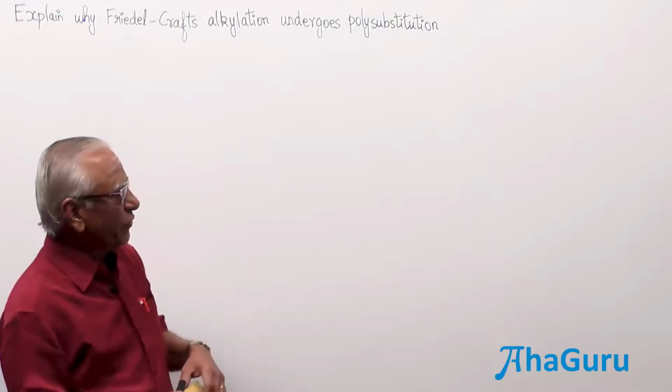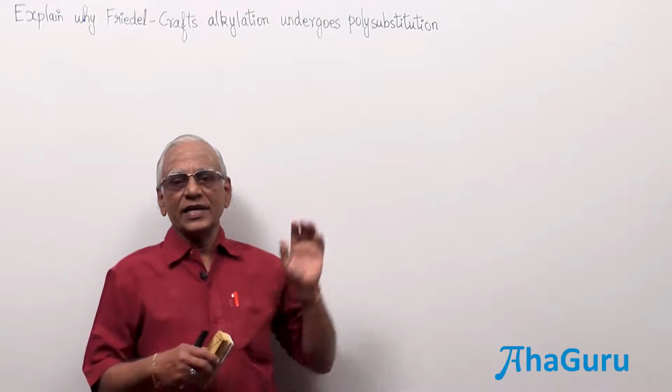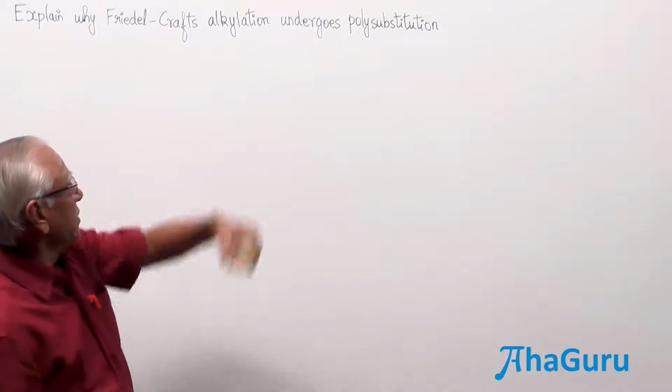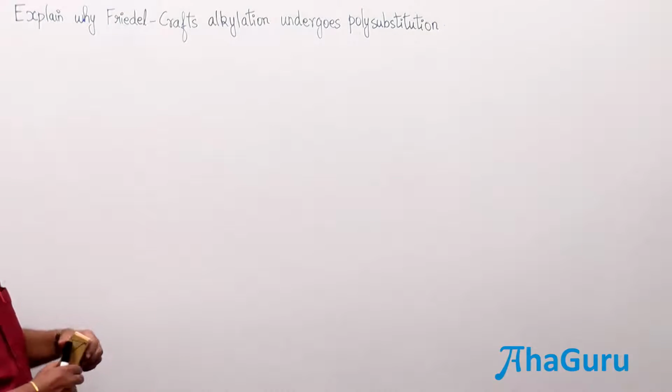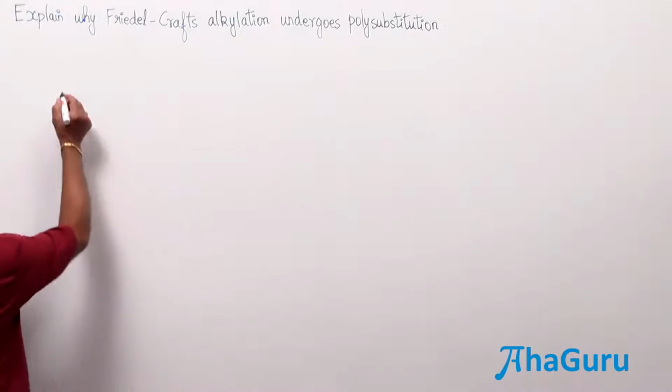Students, before we see what are the different products when benzene is reacted with n-propyl chloride, we will go into the important aspect of this: explain why Friedel-Crafts alkylation reaction undergoes polysubstitution.